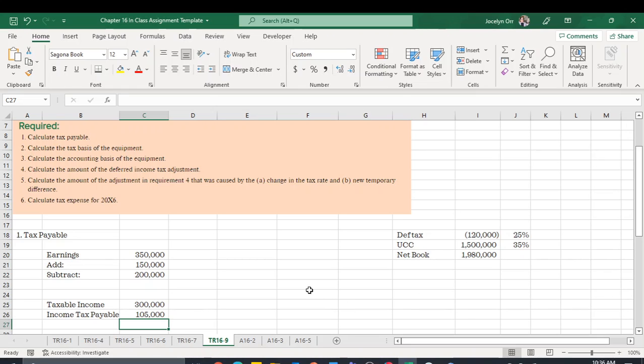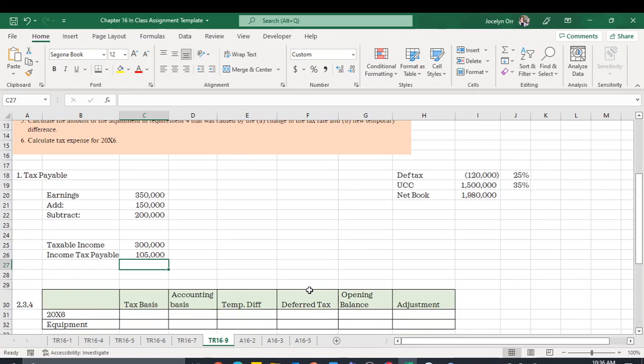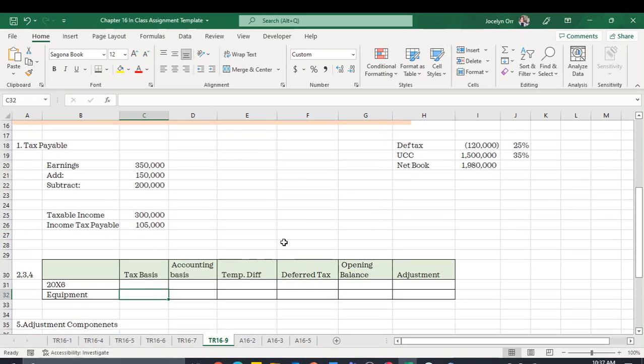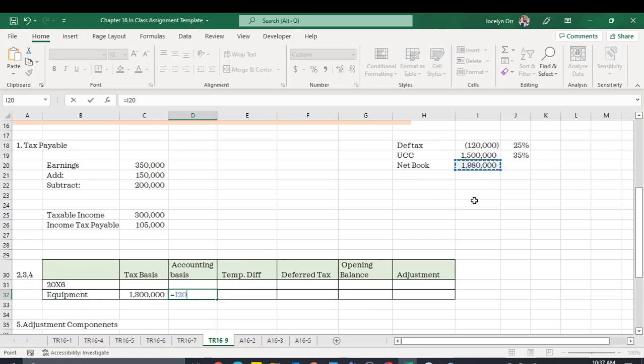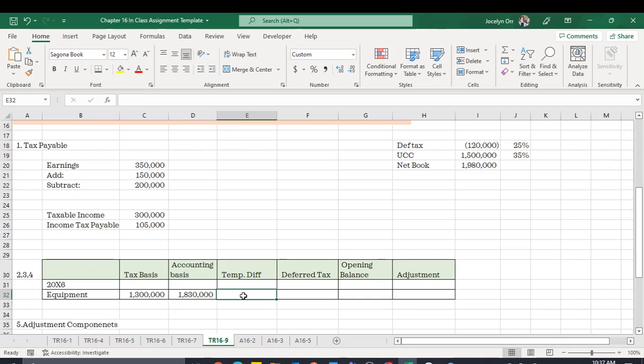So now we want to look at the temporary difference and the deferred tax asset or liability that results from that. So shelving this for a minute. Our equipment had a UCC, so for tax purposes of $1.5 million, but we know that we took $200,000 CCA from that, so our tax basis is going to be 1.3. Our accounting basis, it had a net book value of 1.98. We took $150,000 in depreciation expense, which gives us an accounting basis of 1.83.